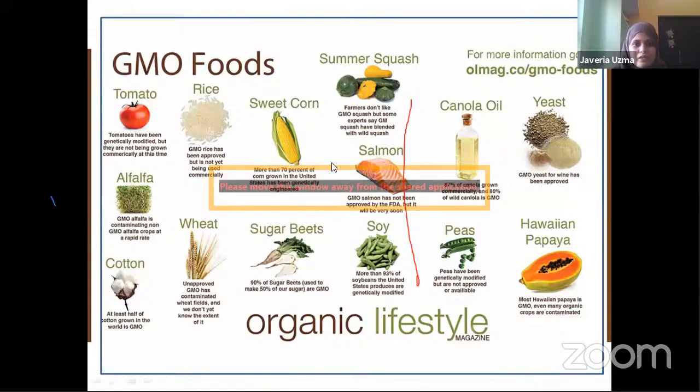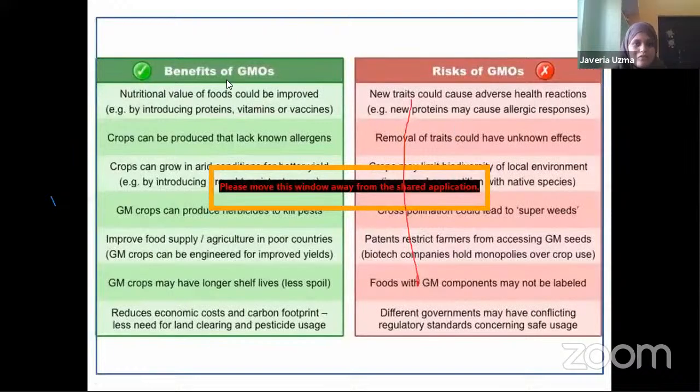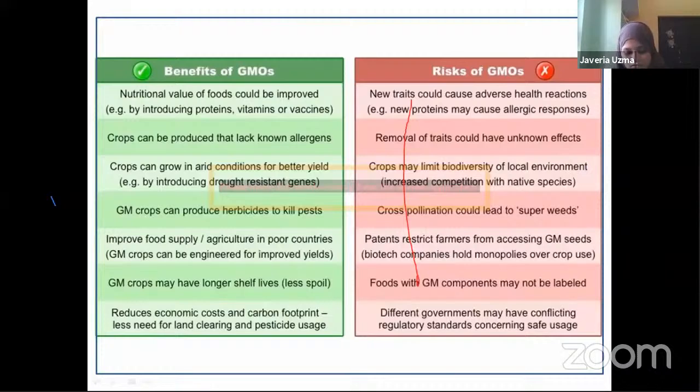So these are some of the benefits and risks of GMO. The benefits of genetically modified organisms are: the nutritional value can be improved by introducing proteins, vitamins and vaccines. Then crops can be produced that lack known allergens. Many people are allergic to many plants, like peanut allergy, which many individuals have. In peanuts, whatever allergens are responsible for that allergy can be removed using transgenic technology.